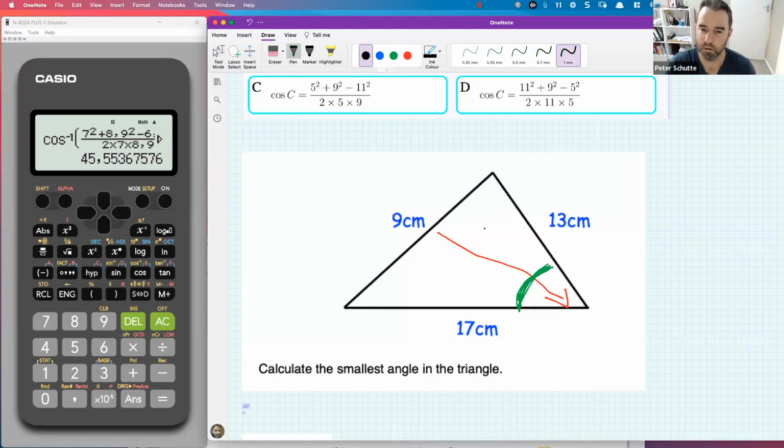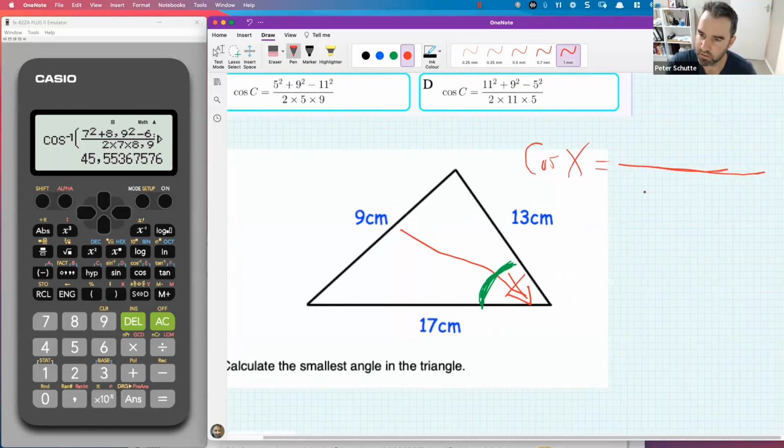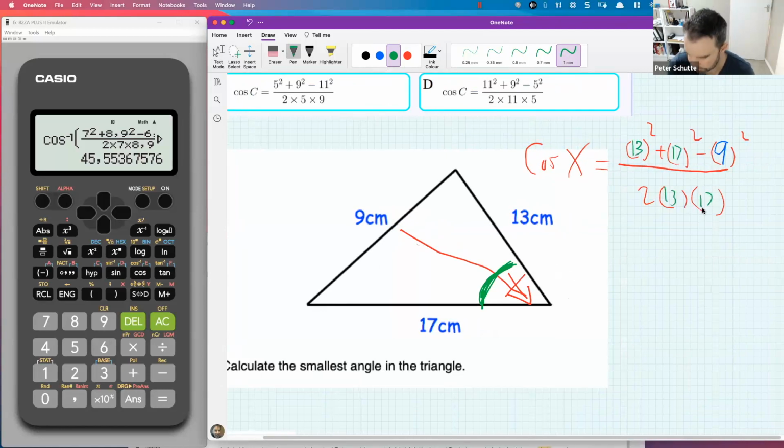What are we going to do? Always remember our format. I'm going to call this angle X because I can. We don't know what it is, but I'm just going to call it cos of angle X. And then I'm going to write this down, and ask myself, what goes where? It feels like the exciting bit is 9, and then the boring bits are going to be 13, 17, 13, 17.